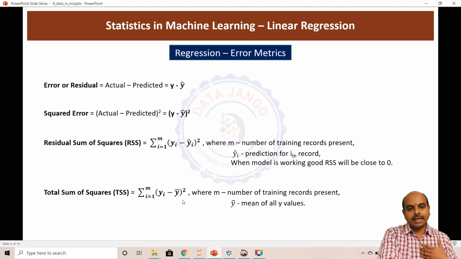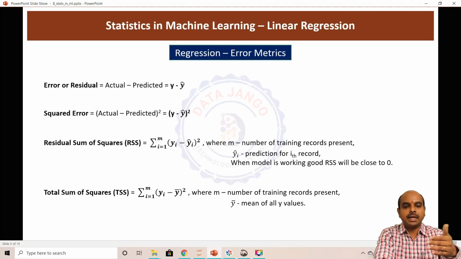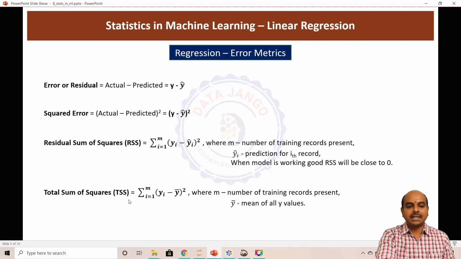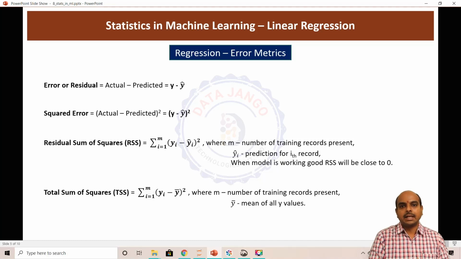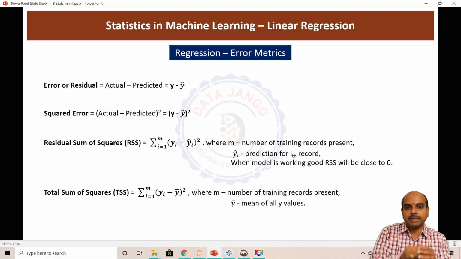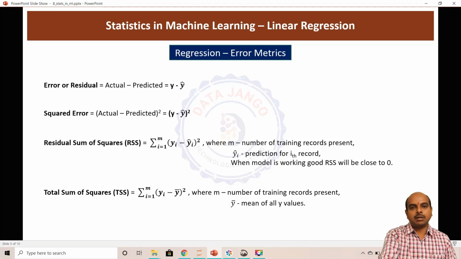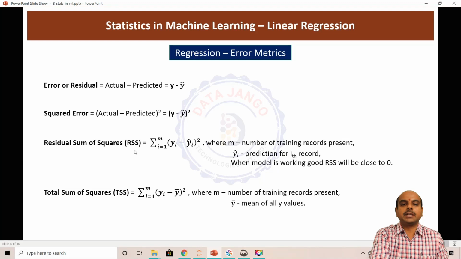So I can say that the total sum of squares is trying to measure the accuracy of a dumb model which is predicting the mean as the prediction. For every row, the same prediction. The mean of the actual value is the prediction. So that's the dumb model. And the residual sum of squares is the intelligent model's error, the distance between the actual value and the predicted value. So this intelligent model's prediction should be far better than the dumb model's prediction. That's what the R-square score is trying to measure.